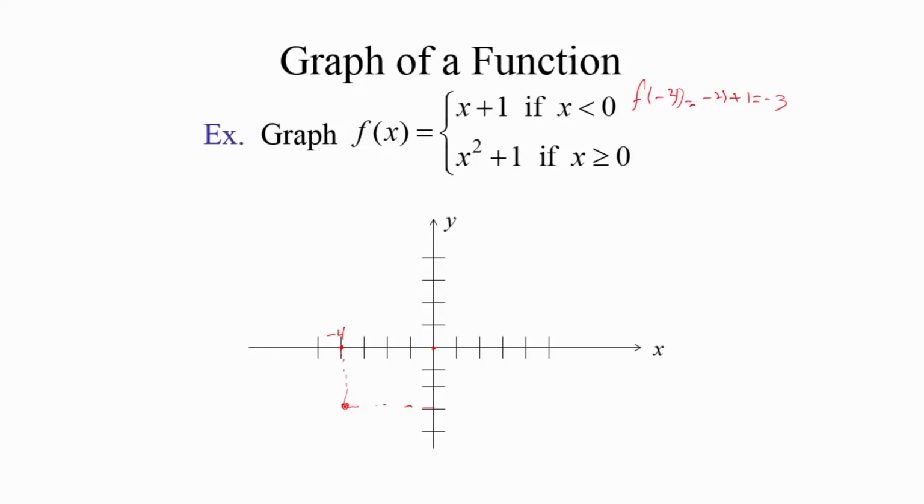All the way to x being 0. As x comes closer to 0, this would get close to 1. So it would go something like this, as a straight line. And beyond that, when x is positive above 0, then you're dealing with this. Let's say x is equal to 1. So f of 1 equals 1 squared plus 1, which would be equal to 2. So if this is 1, it would be here.